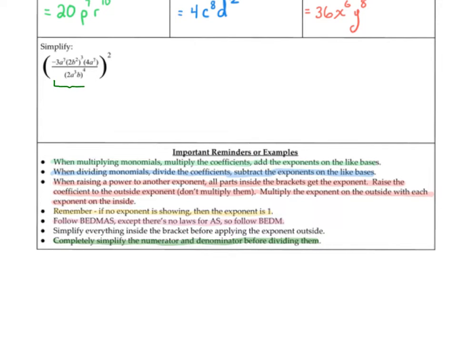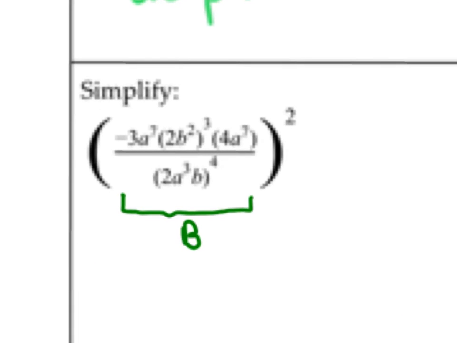simplify everything inside of the bracket. Now inside the bracket, we have to simplify the numerator first. So in the numerator, in between there is multiplication, in between there is multiplication, but this term here has an exponent. So we have to simplify this term first with this exponent.